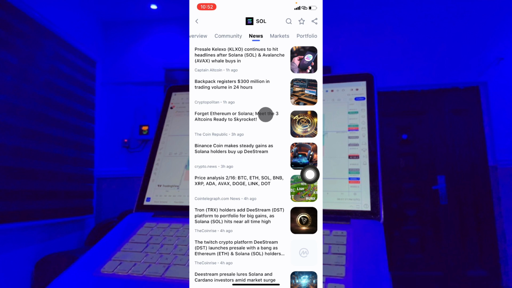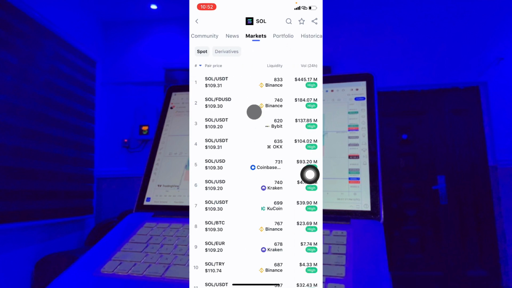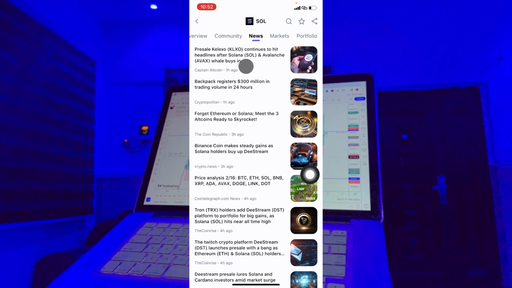So before you take a trade on a particular coin, you go to the market section to check where it's listed. If it's listed on Binance, Bybit, KuCoin or OKX or Kraken or Coinbase, then that means you can trade it. Then you also go to the news section to know the fundamental analysis, what people are currently saying about the coin, what the news are saying.